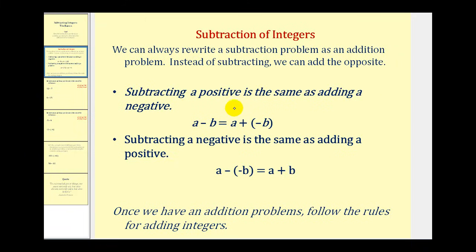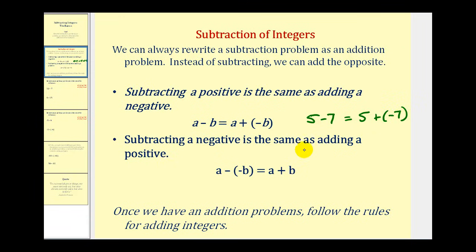So if we're subtracting a positive, that is the same as adding a negative. So if we have a minus positive b, that's the same as a plus a negative b. For example, 5 minus 7 is the same as 5 plus a negative 7. So 5 minus a positive 7 is the same as 5 plus a negative 7. Subtracting a positive is the same as adding a negative.